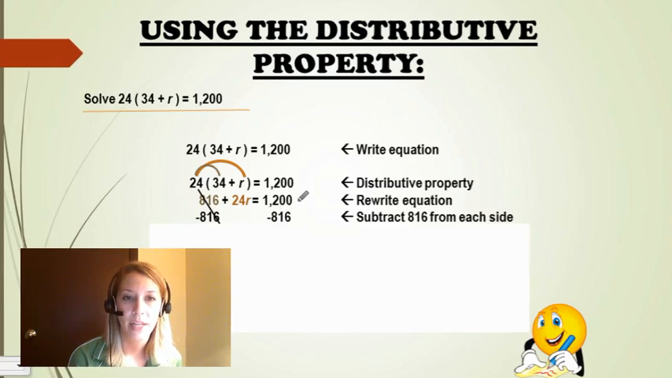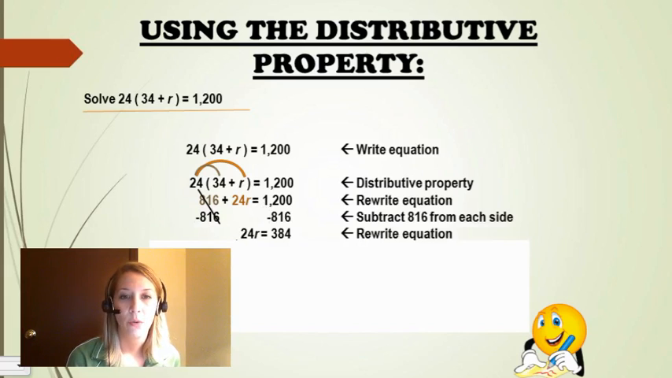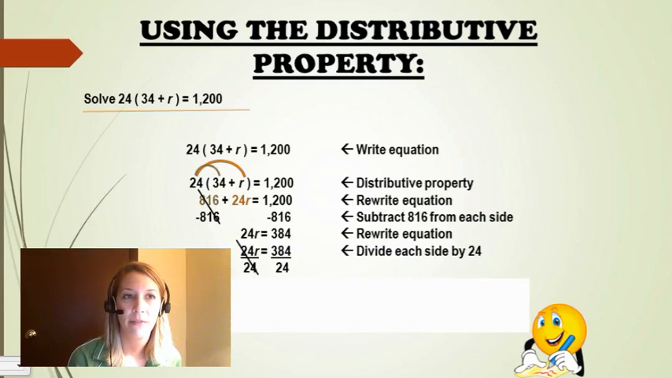1,200. Next, we're going to subtract 816 from both sides of our equation, and we're going to rewrite that so that it is represented as 24r is equal to 384. Since we need to get the variable all by itself, and on the left-hand side of our equation, r is being multiplied by 24, we need to use the inverse operation, so we're going to divide both sides by 24 in order for r to equal 16.